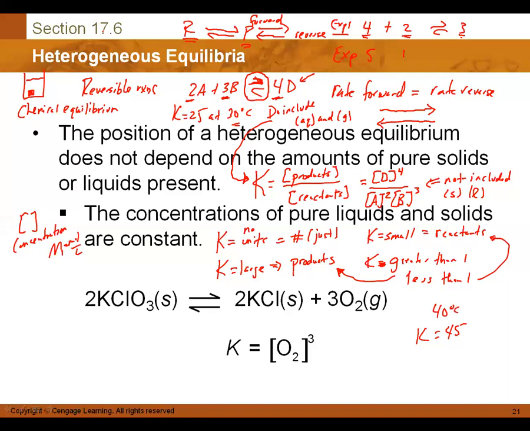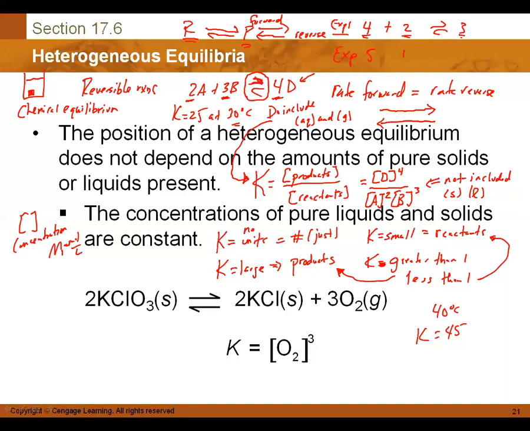And that's why when you see a K value written for an equation, it is based specifically on that reaction, exactly how it's written, and at that specific temperature. So if you reverse the reaction, the K value will change. If you change the temperature, the K value will change, but it will maintain that K value at that temperature as long as you don't change the temperature.